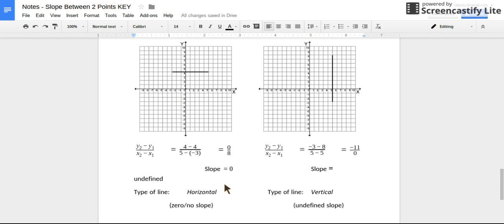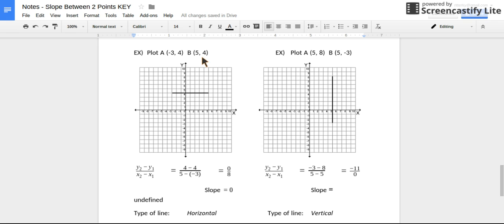Another trick you can use is if your y values are the same, that means that you're not going up or down, and that means you're going to have a horizontal line. So you can really tell just in the coordinate pair that we're talking about a horizontal line, and that has a 0 slope.